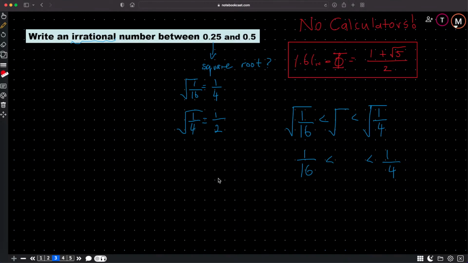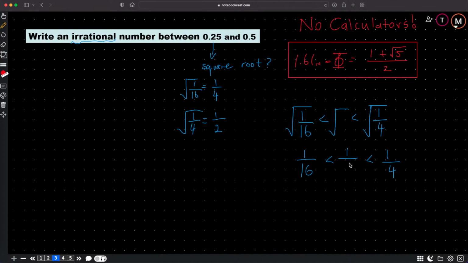So the reason why I suggest doing it this way with fractions is because it makes it a little bit easier to identify a fraction between a 16th and a quarter. Well, that's another skill in itself. Identifying a fraction between two other fractions is kind of tricky, but let's firstly say the numerator will be 1. So what denominator could I use here?